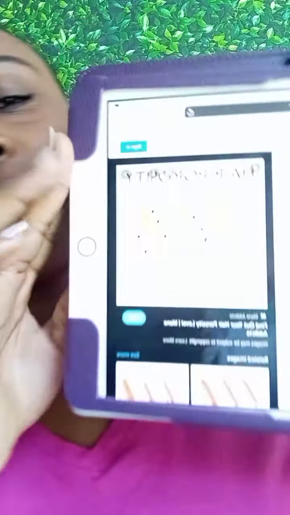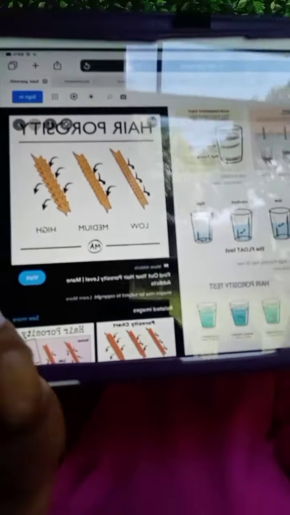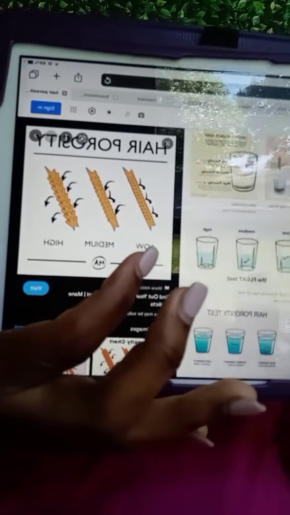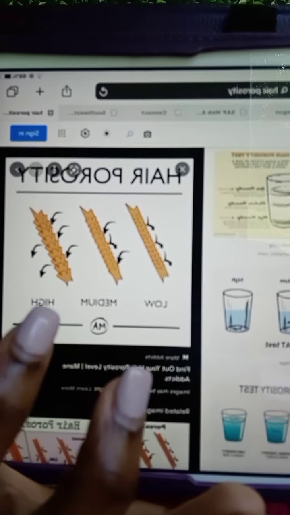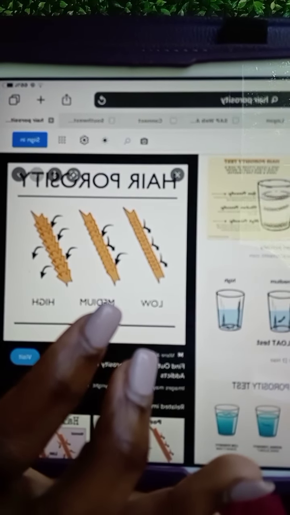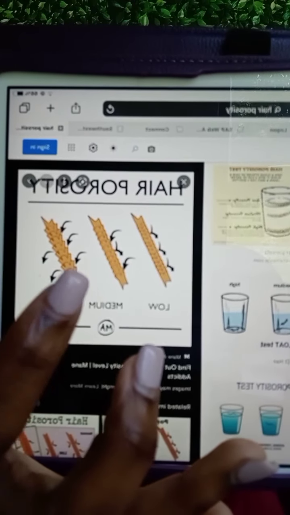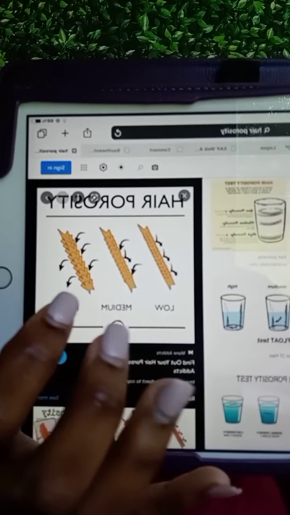So low porosity hair has cuticles that are bound very close together. Let me see if I can show you a picture of it, okay? Hair porosity. So here you have low porosity. If you look, you see that the cuticles are closed. And this would be medium. It's not that bad. With the high porosity, the cuticles are really open.